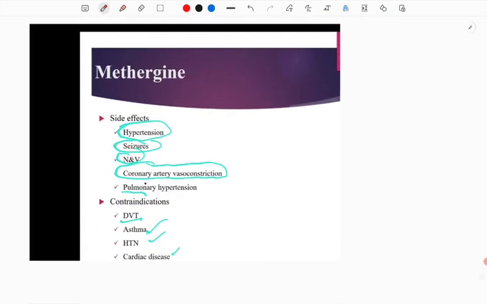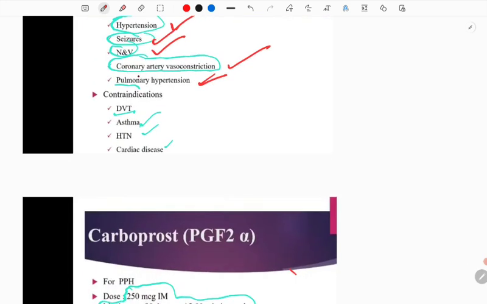Methergine side effects are hypertension, seizures, nausea, vomiting, coronary arterial vasoconstriction, pulmonary hypertension. Contraindications: deep vein thrombosis patients, asthma patients, you can't give Methergine. Hypertension, cardiac disease, you have to avoid Methergine.